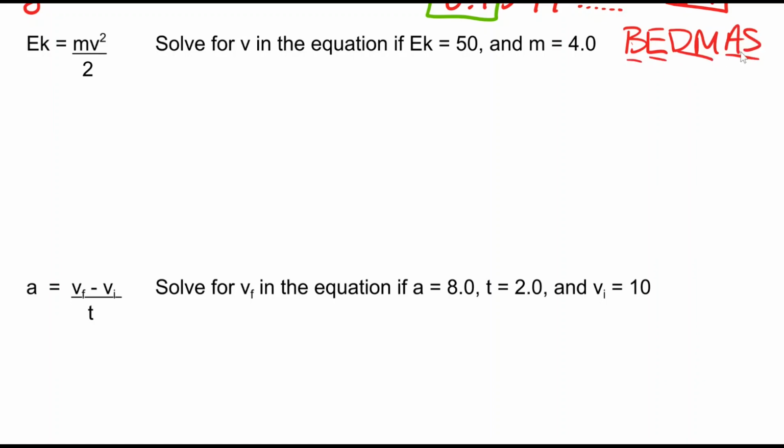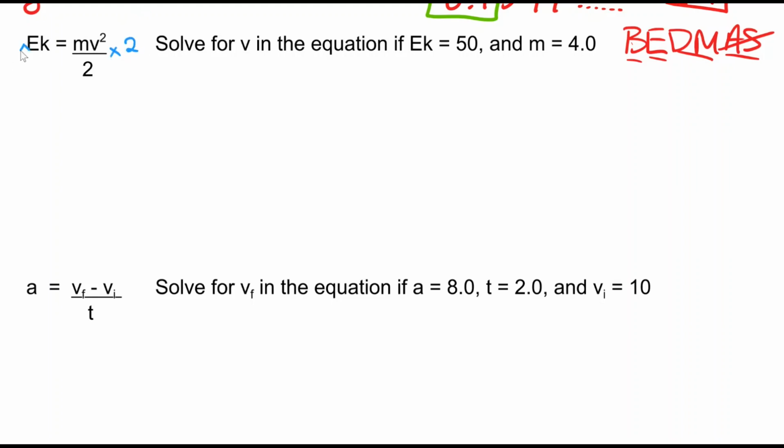So addition and subtraction, division and multiplication, exponents and brackets. So you want to do addition and subtraction first. I don't see any addition and subtraction, so don't worry about it. Division and multiplication. Okay. If my v is right here, I want to get it by itself. What's happening to the v? Well, it's being squared, it's being multiplied by m, and it's being divided by 2, all at the same time. So what we're going to do is, instead of divide by 2, we're going to multiply by 2.